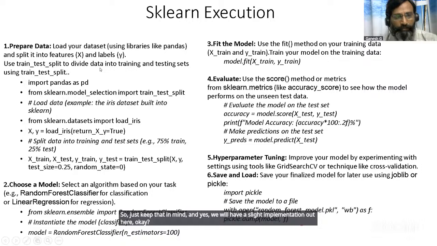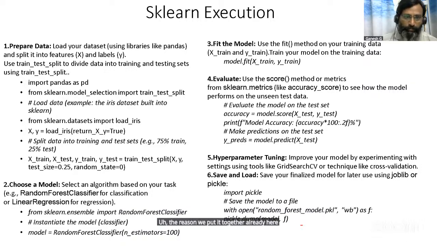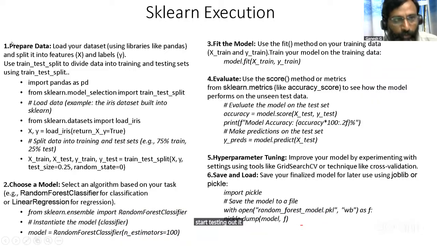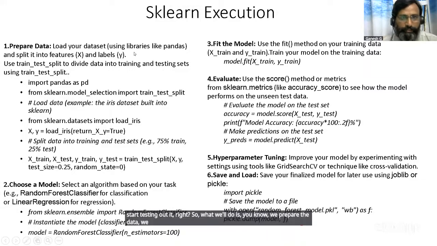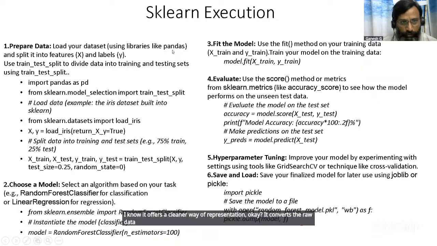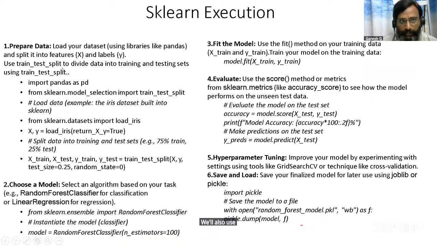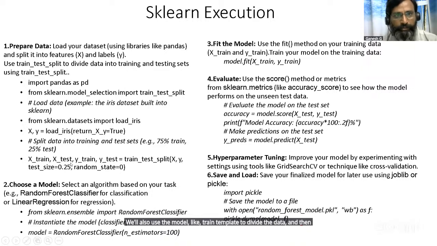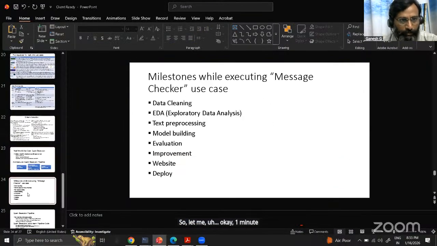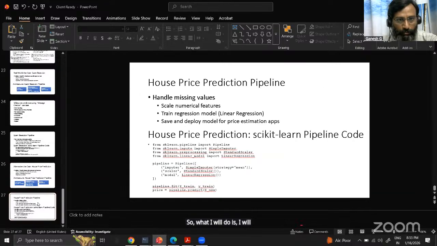The reason we put it together already here is that since we don't have much time, we cannot go directly out there and start testing it. So what we'll do is we prepare the data, we load the dataset using libraries like pandas. We spoke about it. It offers a cleaner way of representation. It converts the raw data into a structured format, unstructured to structured, and then splits into features, let's say, X and Y. We'll also use the method train_test_split to divide the data, and then we'll use this for testing purposes. So let me, okay, one minute, where it is. What I will do is I will just copy the code instead of writing it.